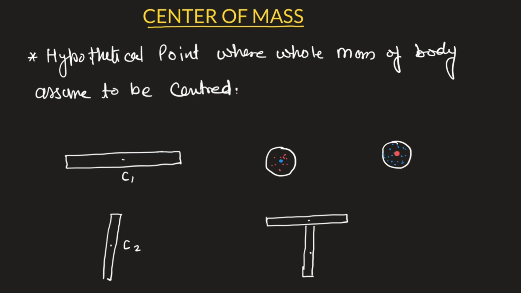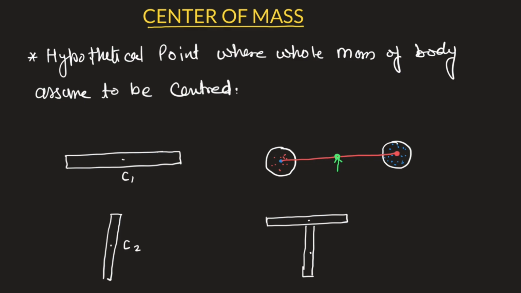Now if I join these two by a thin line, this becomes a system. Where is the center of mass of this complete system? Where will be the center of mass of this? So the center of mass of this one will be somewhere here. Again, it's a hypothetical point where we assume that the whole mass of the body is centered.